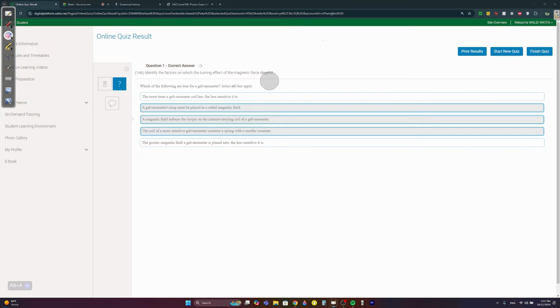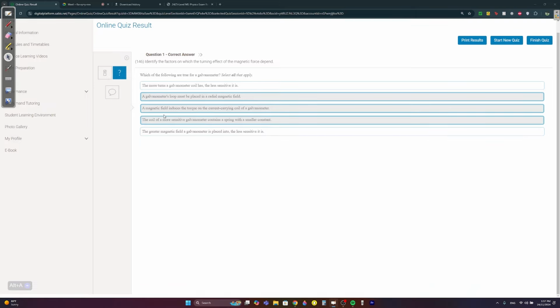Okay. A magnetic field induces the torque on the current carrying coil of a galvanometer. For those of you who don't know, torque is the moment. Remember when you have a point and you push it and then it turns around this point, right? That's the torque. So basically, that's how the coil turns, right? The coil of a more sensitive galvanometer contains a spring with a smaller constant. If it's a more sensitive galvanometer, then it has a smaller spring constant.